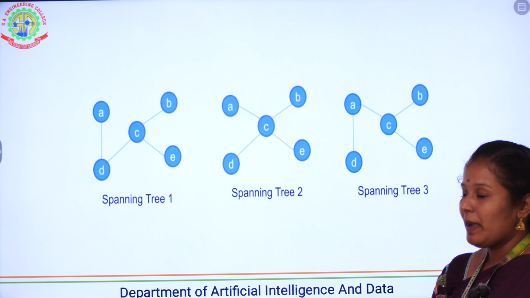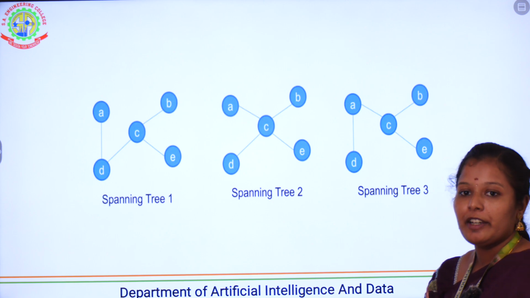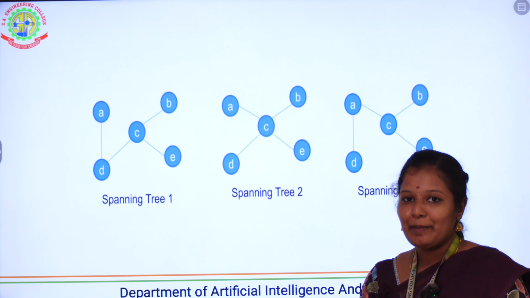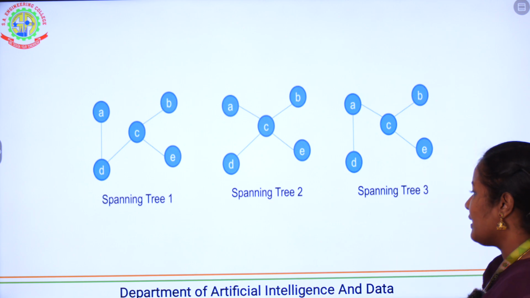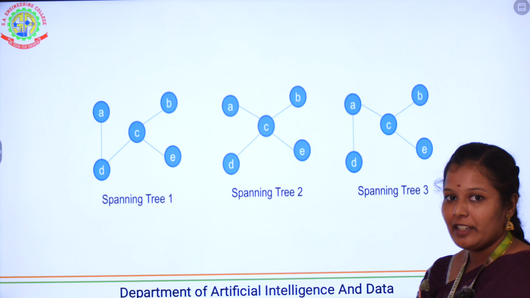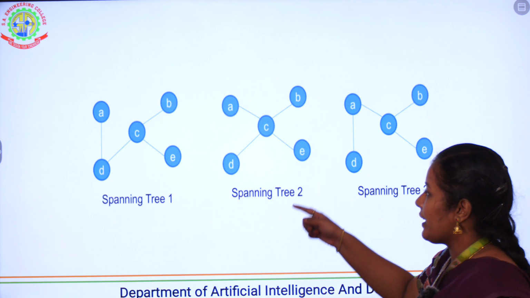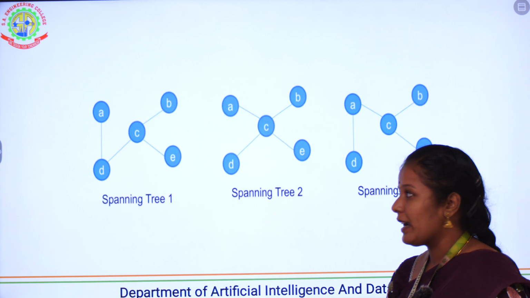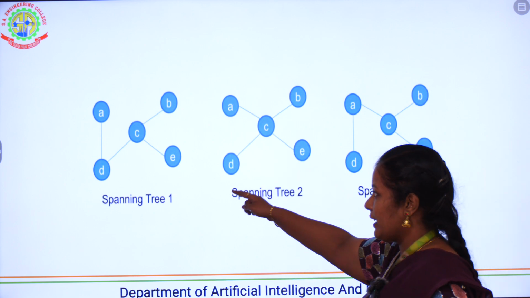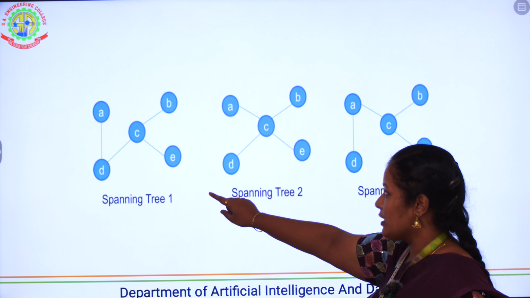Next, we move on to spanning trees. The spanning tree is defined by the minimum spanning tree, and it is used for the vertices and the number of edges. We have three different types of spanning tree. First, node A is connected with node D, then D is connected with C, and C is connected with both B and E. C is the mid node for this tree.